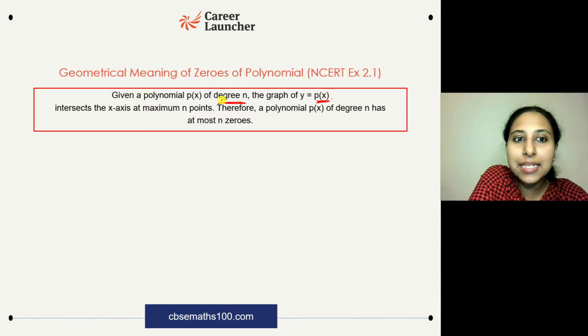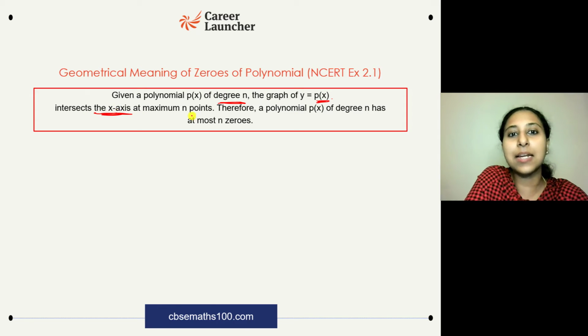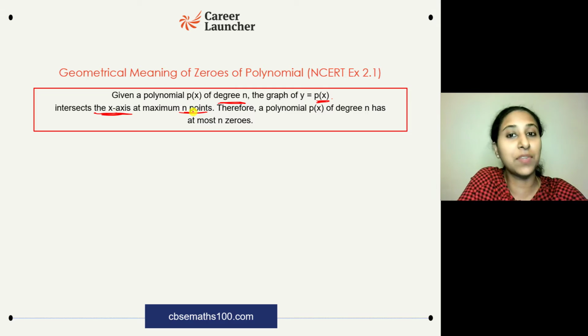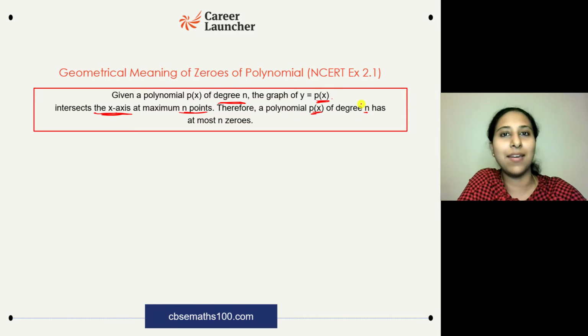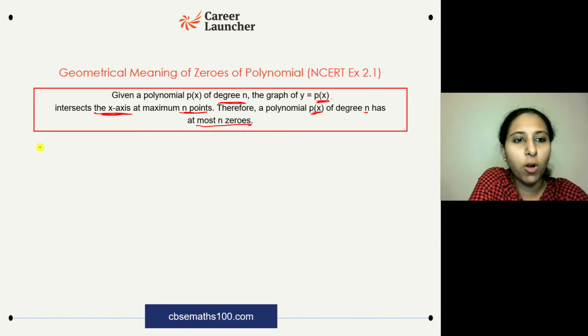And we're saying that this graph will intersect the x-axis at a maximum of n points if the degree is n. Therefore, a polynomial p of x of degree n has at most n zeros. Now, let's talk about the degree of a polynomial.